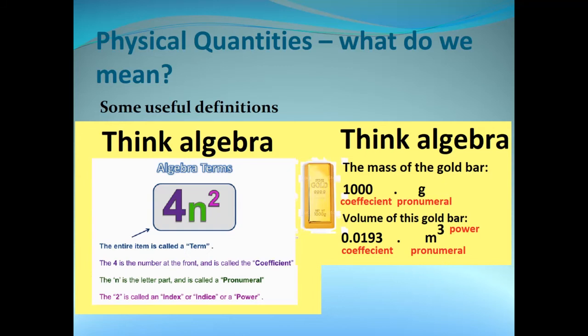So let's think of the gold bar. It has a mass of 1,000 grams. The 1,000 is the coefficient, and I multiply it by g, which is the pronumeral. It's in grams. That could be kilograms, so it's important to have that pronumeral. And there the volume has the coefficient, the pronumeral, and a power, because it's length times breadth times height. Meters times meters times meters is meters cubed. So let's think of the quantities we express as an algebraic term with a coefficient and a pronumeral, which is the unit. That is very important.